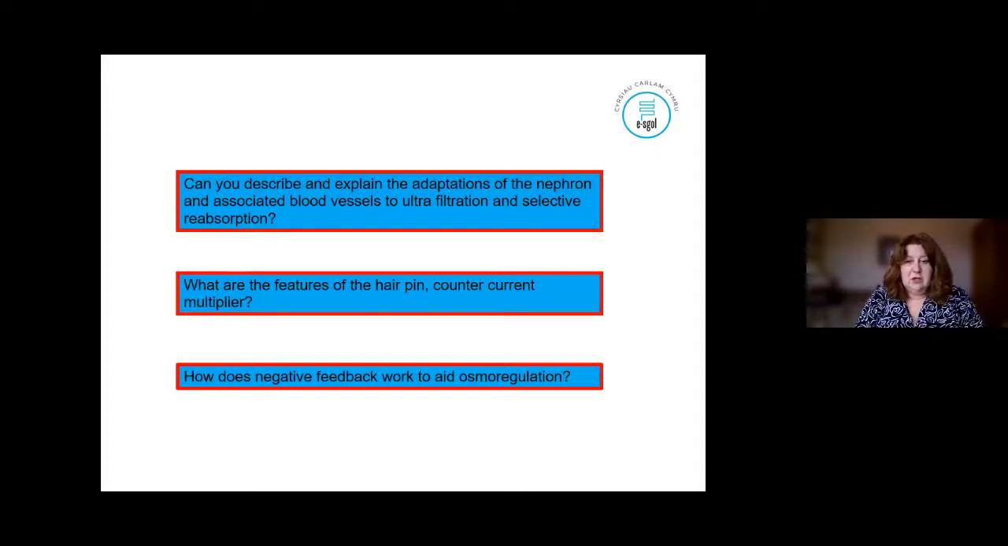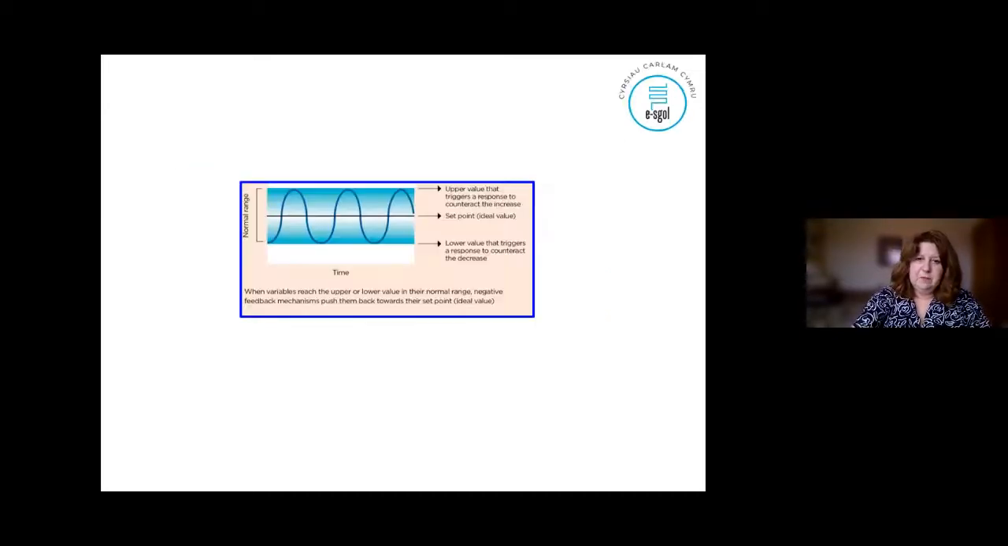We're then going to look at the loop of Henle, its main features. You will have heard it called the hairpin countercurrent multiplier, so we'll look at that, and then we'll also look at negative feedback as regards osmoregulation. We haven't got time in today's session to do all parts of the kidney, but I've tried my best to cover as many bits as I can for you.